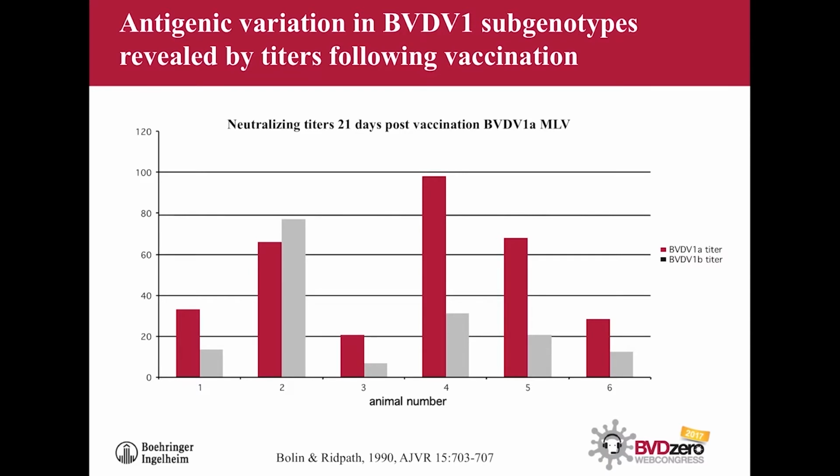When we look at antigenic variation in BVD1 subgenotypes and look at serology following vaccination, this next slide shows the titer against 1As versus 1Bs using a 1A vaccine, looking at 6 different animals. Some animals, like animal number 2, give us about an equal antigenic response to both subgenotypes. But other animals show a quite different response, so if they've been vaccinated with a 1A, they give a much stronger response against the 1A than the 1B.